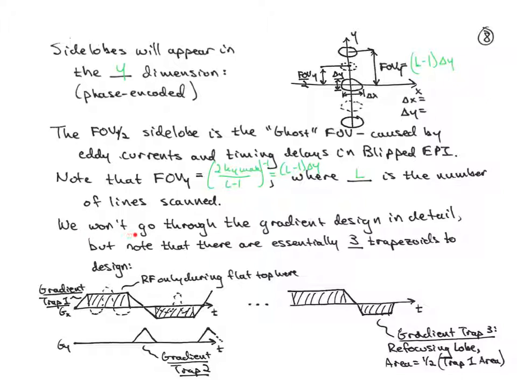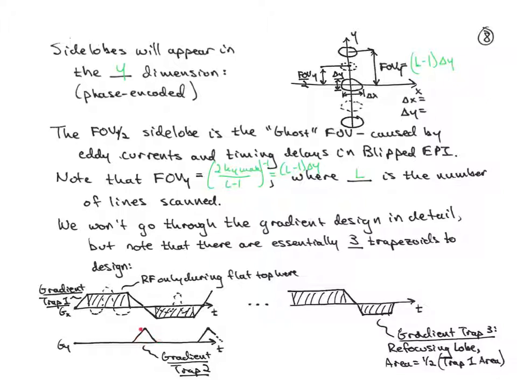We're not going to go through the gradient design in detail here, but note that there are essentially 3 trapezoids that we have to design for an echoplanar pulse. The first one is the flat pulse, the GX gradient pulse during which we play the RF. Typically we only play RF during the flat top of this trapezoid, and then we just repeat it L times to form up the entire GX gradient.